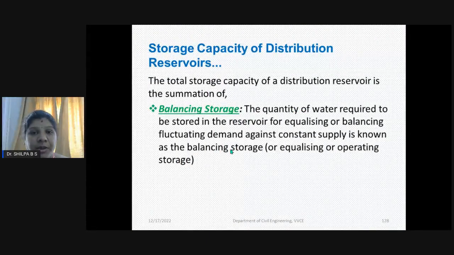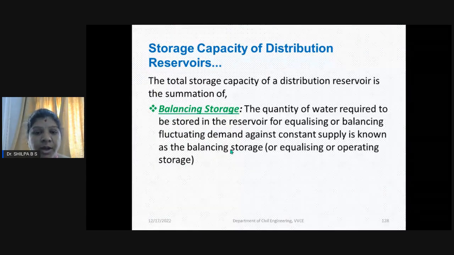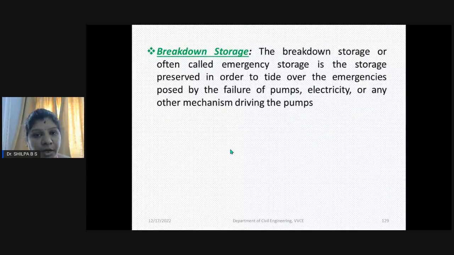To determine the capacity of this storage reservoir, we need to take the summation of, one, the balancing storage. Balancing storage means the quantity of water required to be stored in the reservoir for equalizing or balancing the fluctuating demand. Then the breakdown storage we need to consider, which is often called emergency storage.